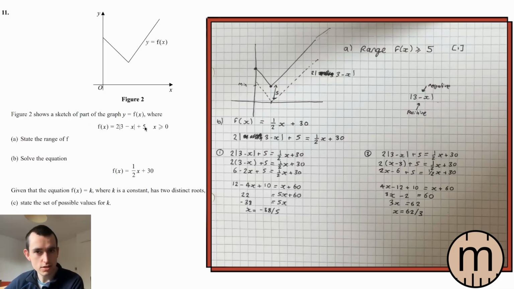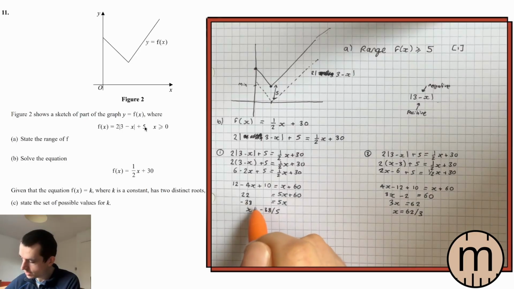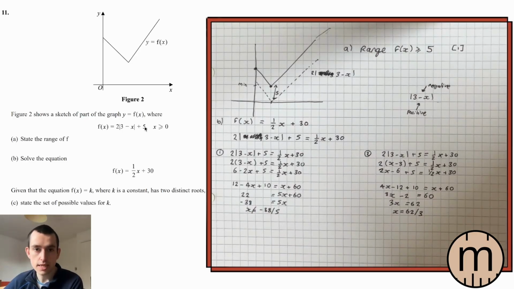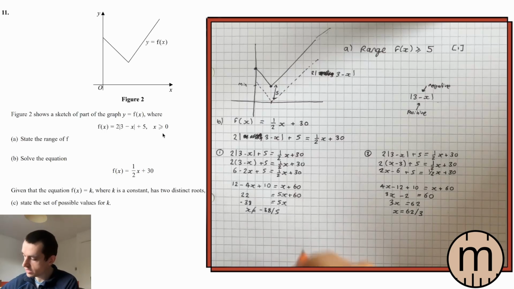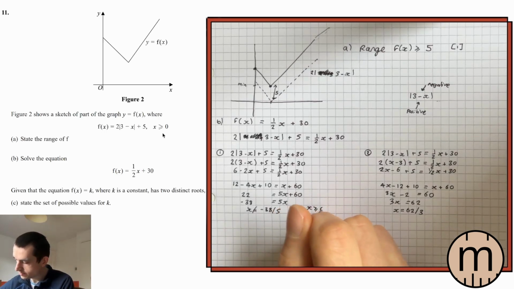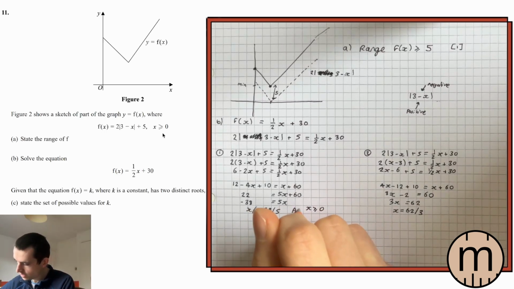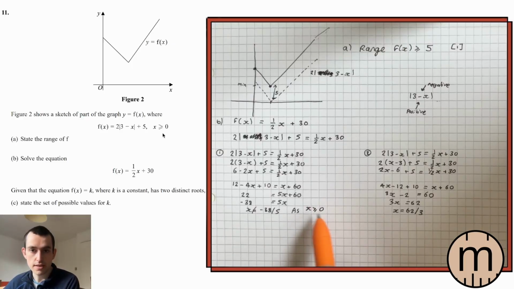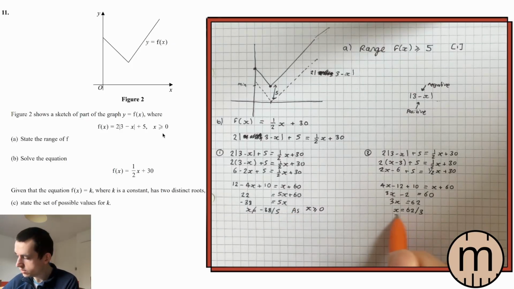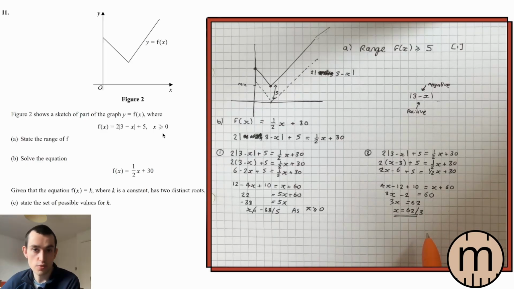If you're paying attention, you know that one of them can't be true. Do you know which one? X cannot be equal to negative because in the domain of the question, it tells us x has to be positive. So as x is always bigger than or equal to 0, that can't be true. So what's the only solution? This. So x is equal to 62 over 3.